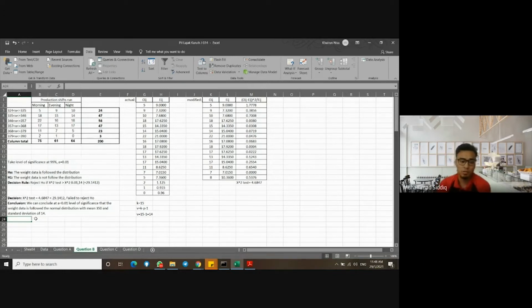So as the conclusion of the goodness of fit test for our data, we can conclude at alpha 0.01, at the 0.01 level of significance, the weight data follows the normal distribution with the mean 350 and standard deviation of 14. So that's all for part B.